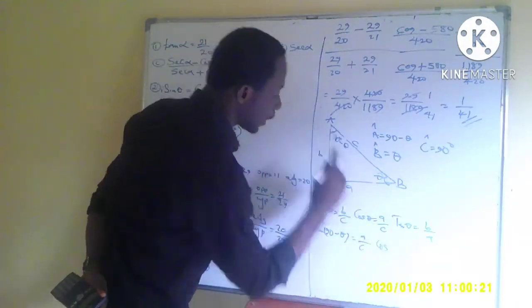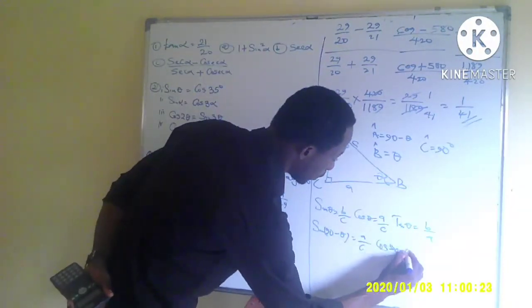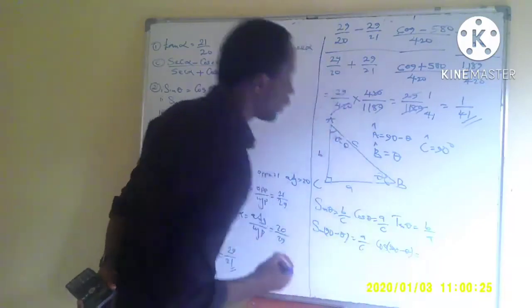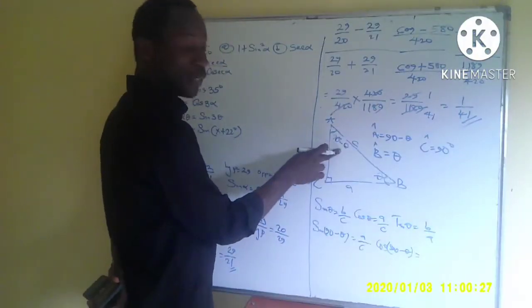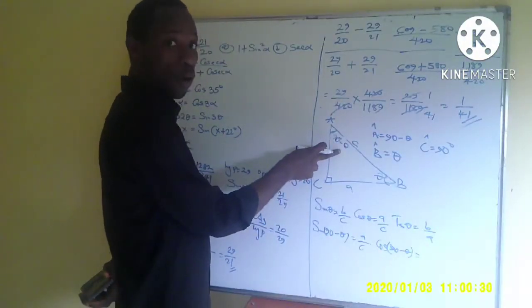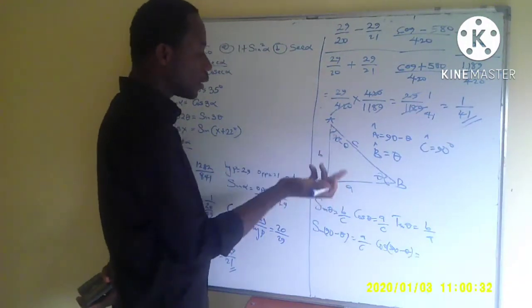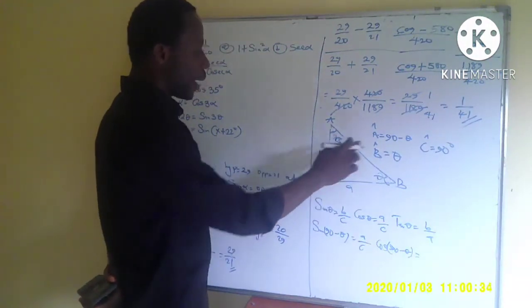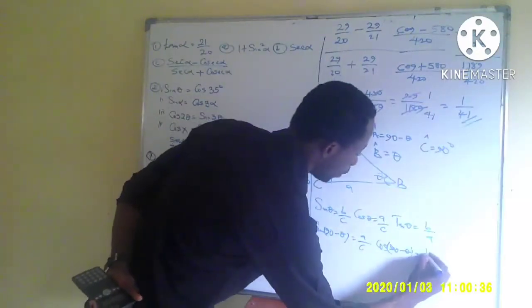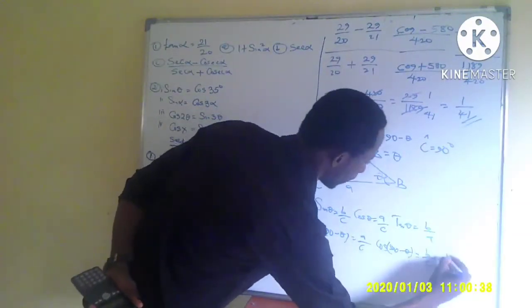Now, what about cos of 90 minus theta now? Cos of 90 minus theta is going to give me what? This is my reference point. Taking cos into consideration, adjacent over hypotenuse. This is my adjacent now, and this still remains my hypotenuse. b over c.